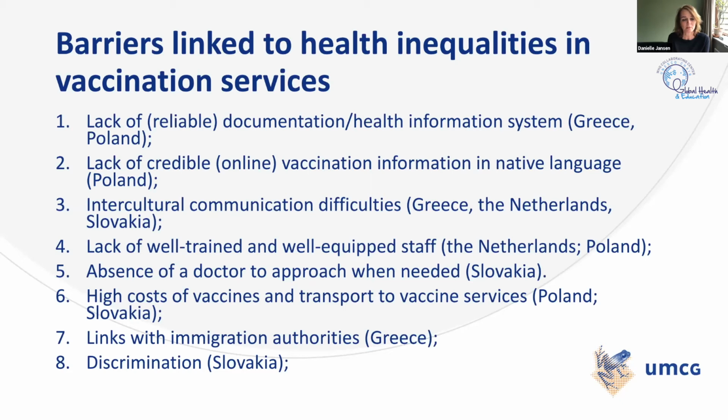Transport and medical costs are additional barriers to accessing healthcare services. Among the Slovak Roma community, over 9% could not afford or did not want to pay a fee for immunization. A seventh health system barrier is the link with immigration authorities. Adolescent migrants without documents in Greece are discouraged from accessing government-associated health services because of the links with immigration authorities.